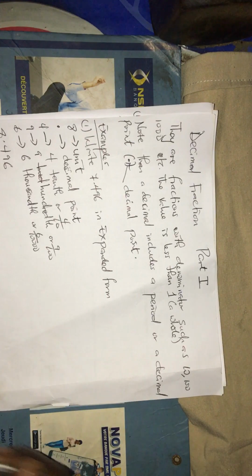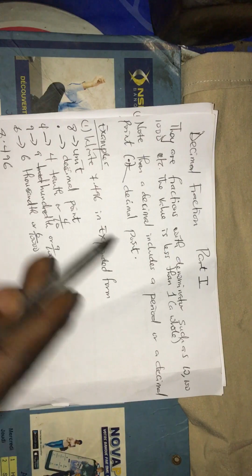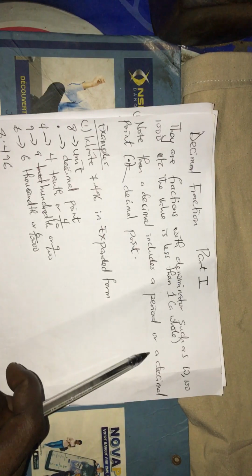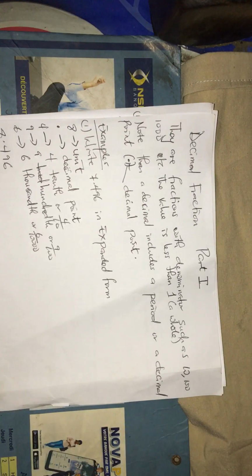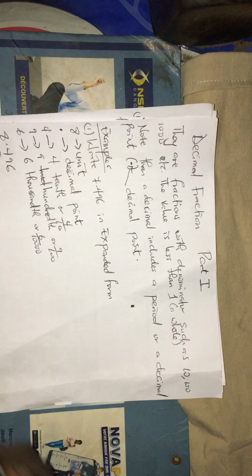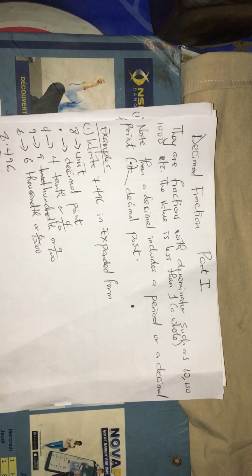But at the same time, you can have a decimal like 3 point something, 2 point something. But the value after the decimal point is what we are talking about, that it is less than 1. Now, note that a decimal includes a period or a decimal point. So, a decimal point, something like this. So let's go straight into the examples that we have here.